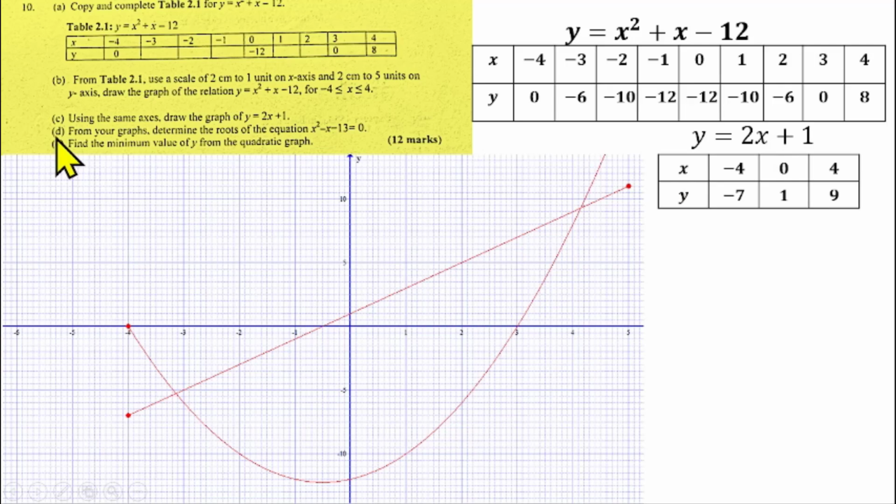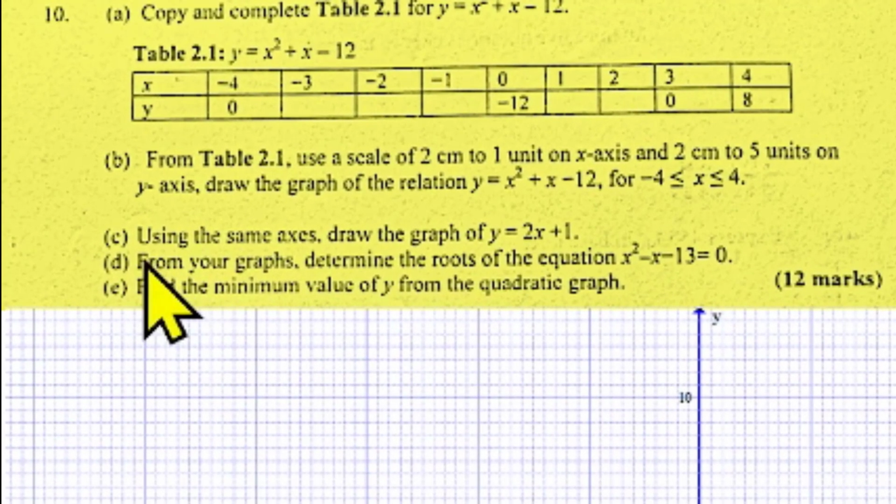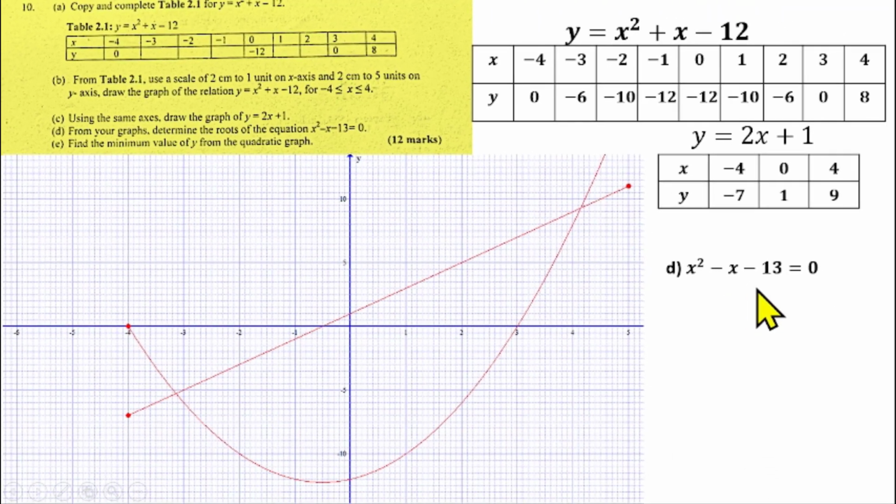Then from question number D, we have done this. You are now in question number D. You have to, from your graph, determine the root of the equation x squared minus x minus 13 equals 0. So we have to, from the graph, solve this quadratic equation.